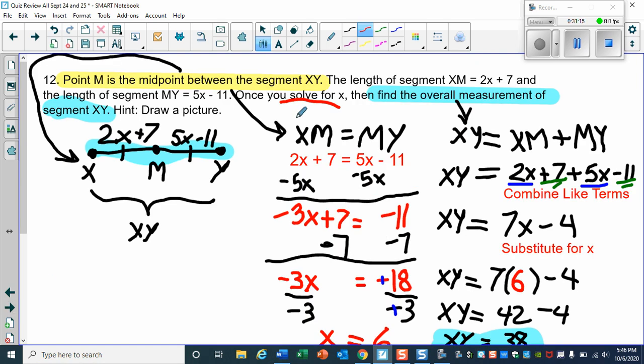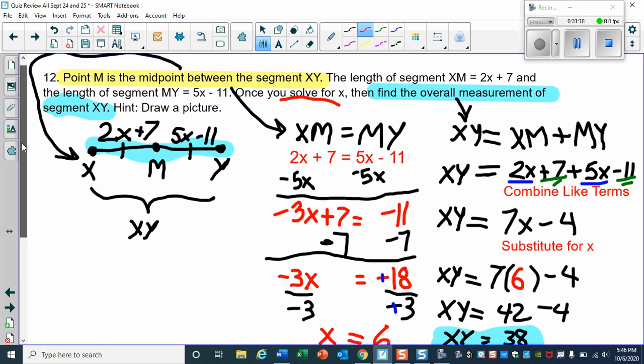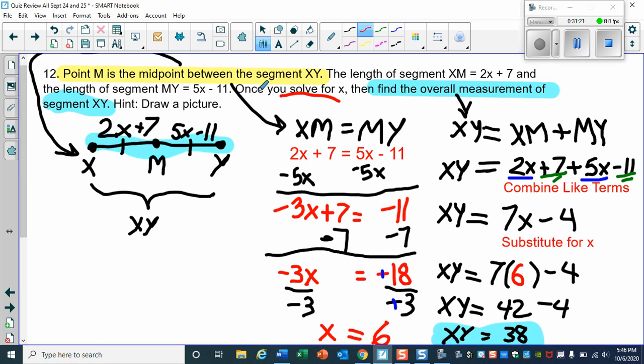Okay, 12 might have been one of the hardest problems in the whole thing. So we had to break it down. Point M is the midpoint of segment XY. So what you can do, think about it like this. You can draw a diagram. Draw a line from X to Y. M is right in the middle. Do your best. I know my drawing's not the best, but anyway. M is right in the middle.